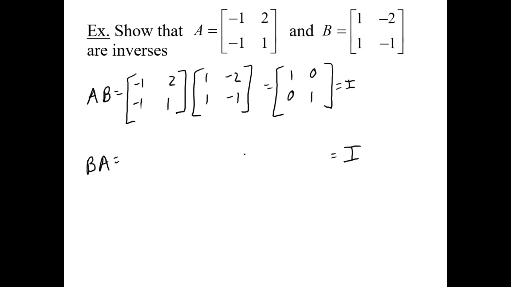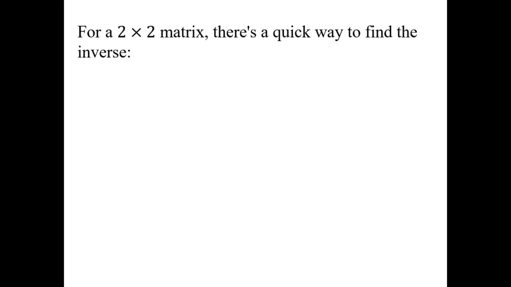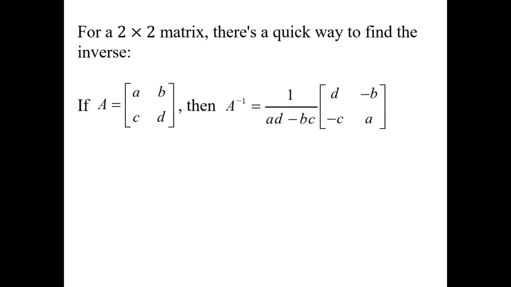To find the inverse of a 2 by 2 matrix, there's actually a quick way to do it. It requires a little bit of rearranging, but it's basically more of a process than actual computations. If A is this matrix with 4 entries a, b, c, d, A inverse is going to be this fraction, 1 over ad minus bc, so 1 over this quantity. And then we're going to rearrange the entries of A to create a new matrix.